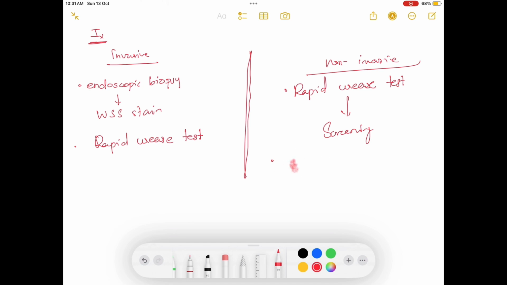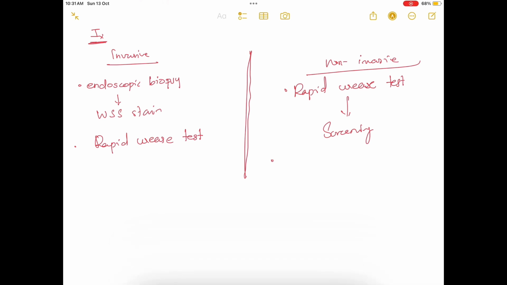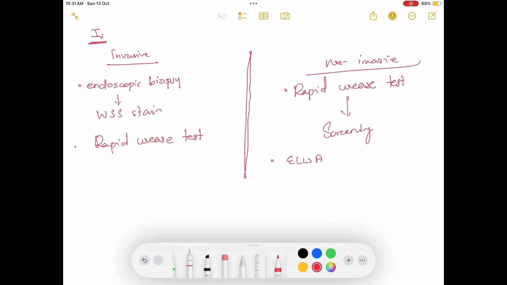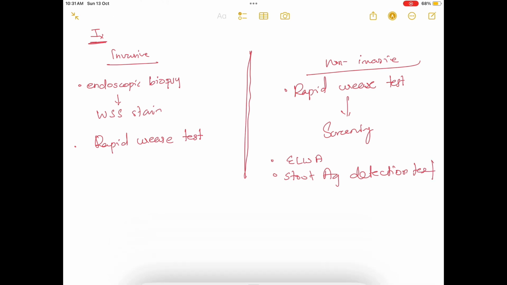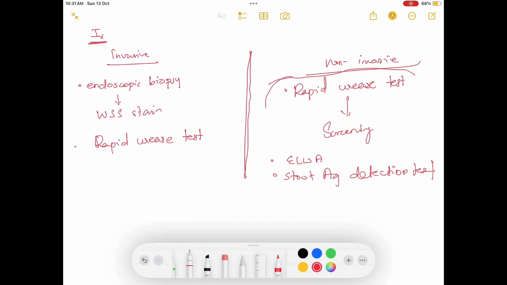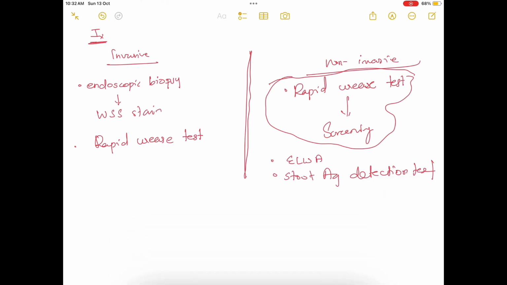We use ELISA to detect antibodies. Then we use stool antigen detection. So these all are used for diagnosing, not diagnosing per se, but yeah. Most importantly, in these non-invasive tests, the rapid urease test is important, because it's very rapid as it says, and it has a good sensitivity also. So this is the investigation we use in this.